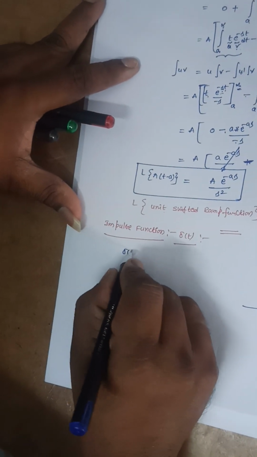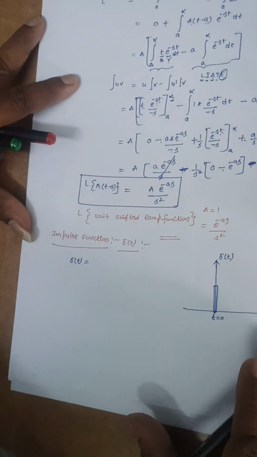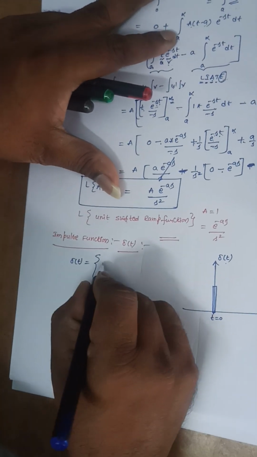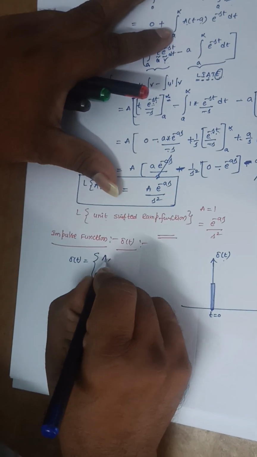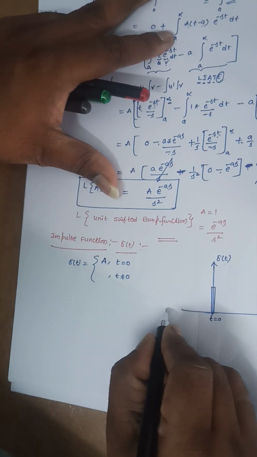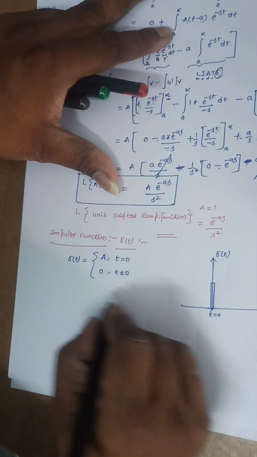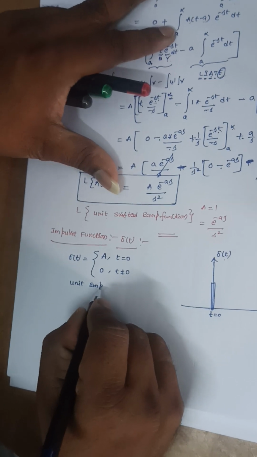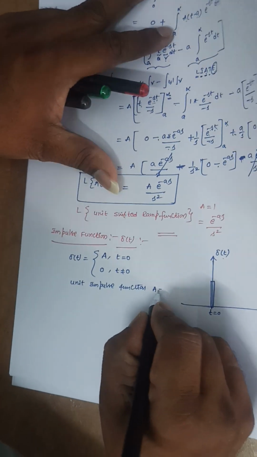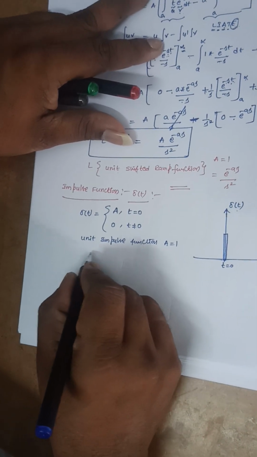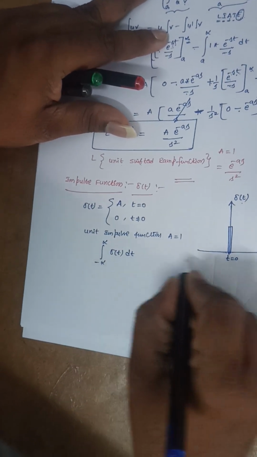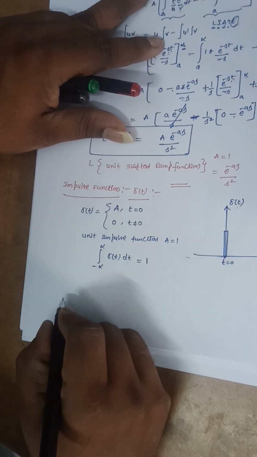That means delta of t can be defined as a for t is equal to 0, and for t not equal to 0, the value of delta of t is 0. For the unit impulse function, the value of a here is 1. Also, if I integrate delta of t from minus infinity to infinity, this value will become 1.